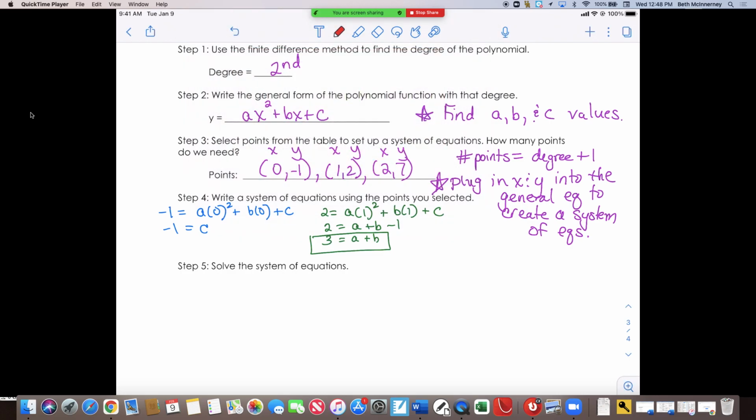Now I'm going to take the third point. I'm going to plug in the x and the y. And don't we know c is -1? So let's take care of that. So again, in case I've lost you, we'll go over it again. I'm taking 0, -1, and I plugged it into the general quadratic form. Then I did 2 comma, the 2 for the y, the x for the 1, plugged it in. Now I'm doing it with my third point. I'm plugging in that y is 7, x is 2 in this general form.